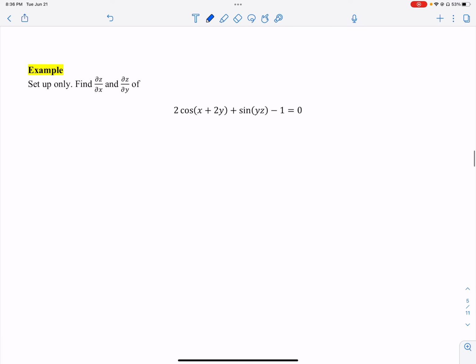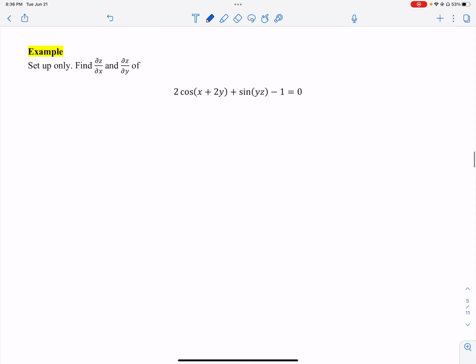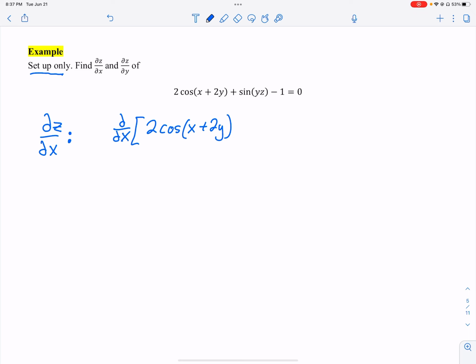So let's take a look at another one. This is another implicit. We're going to do a setup only here just to keep the video short. Also, because it's a lot of algebra, I don't think we should practice algebra in our videos. So I'm taking the partial with respect to x of both sides. Remember, if it involves a z, we have to use a product rule, regardless of the other variable.